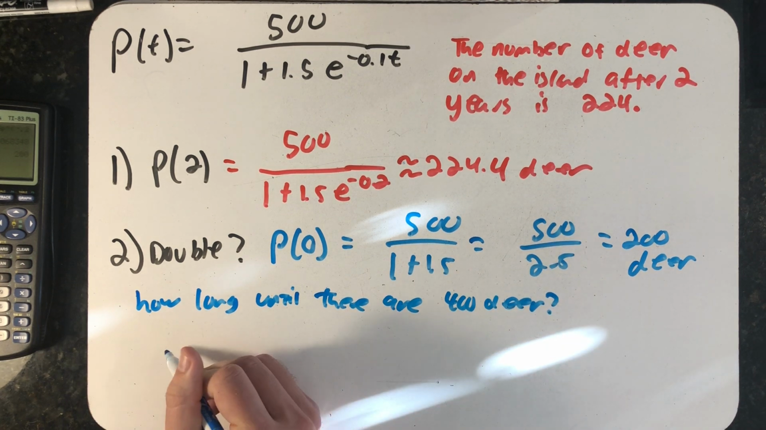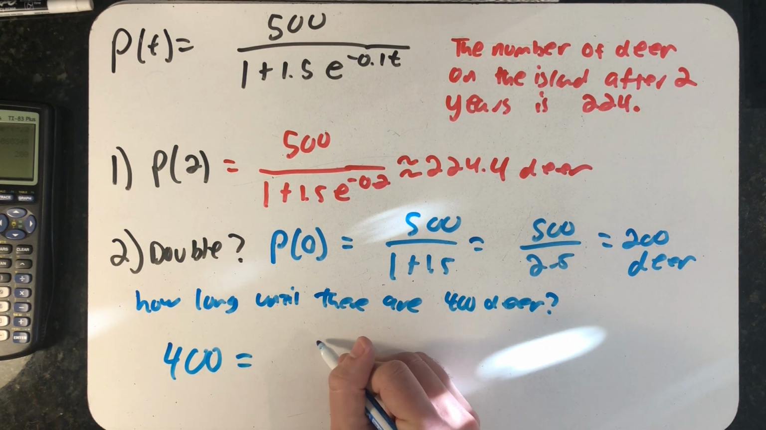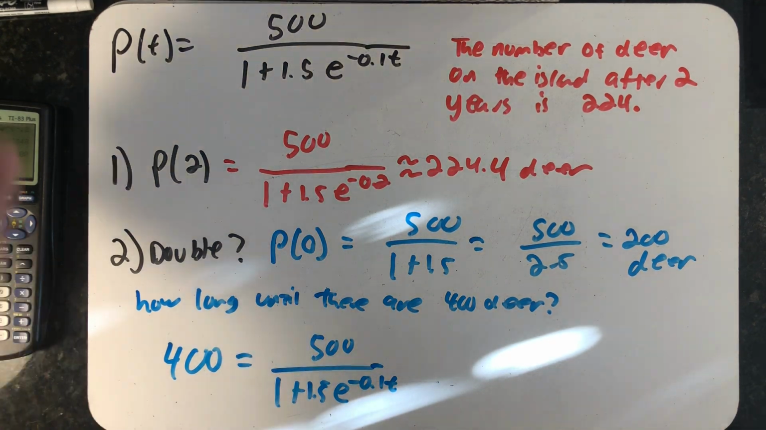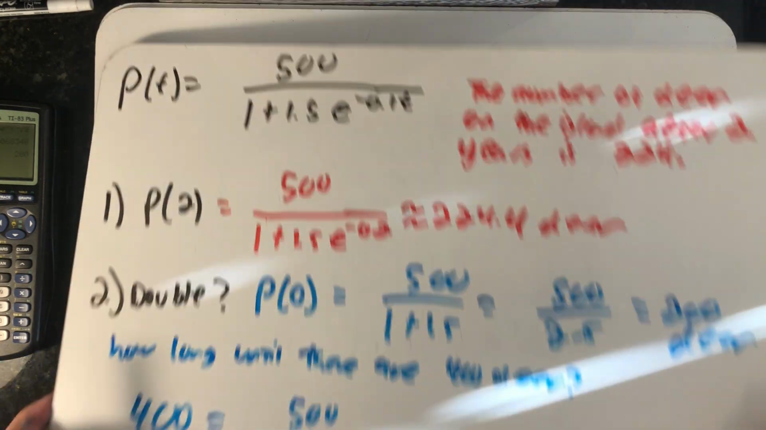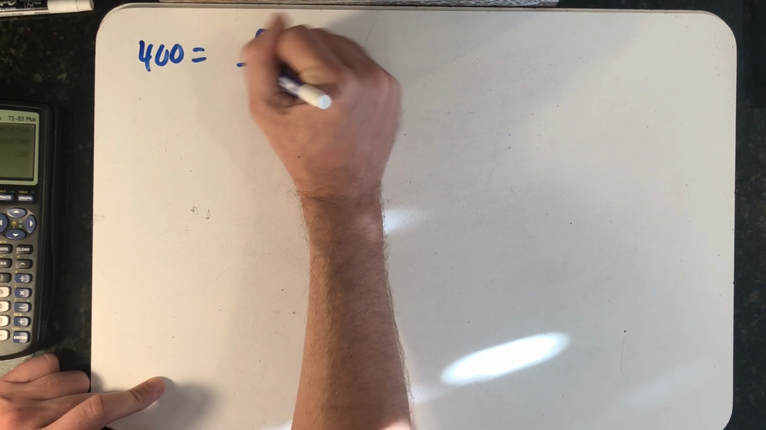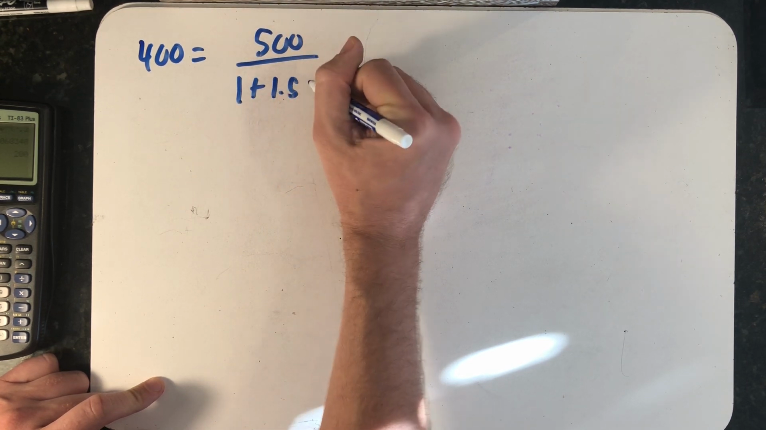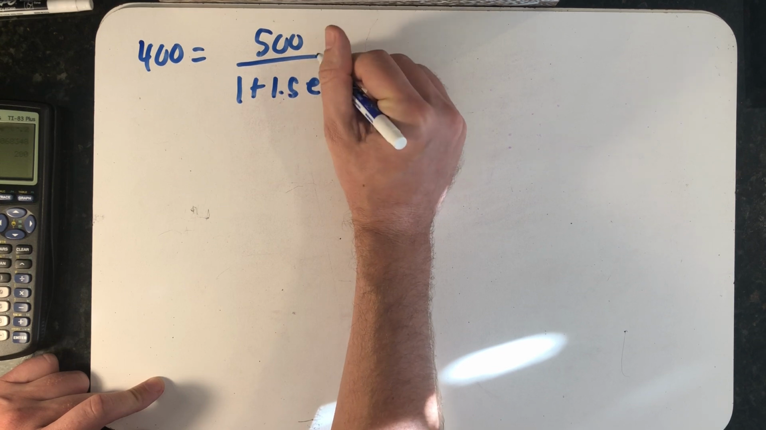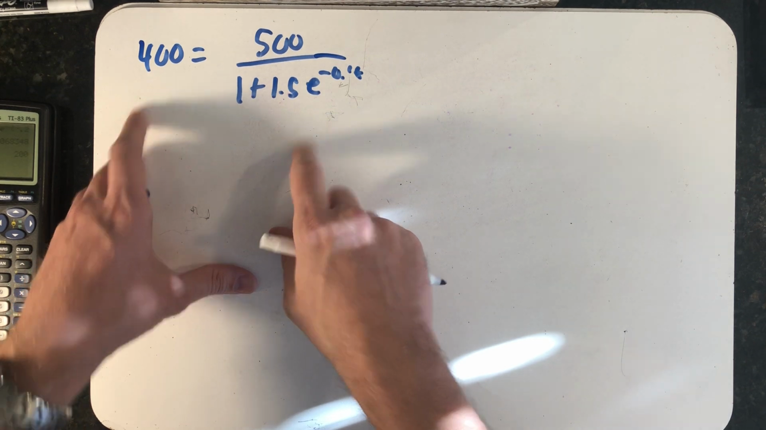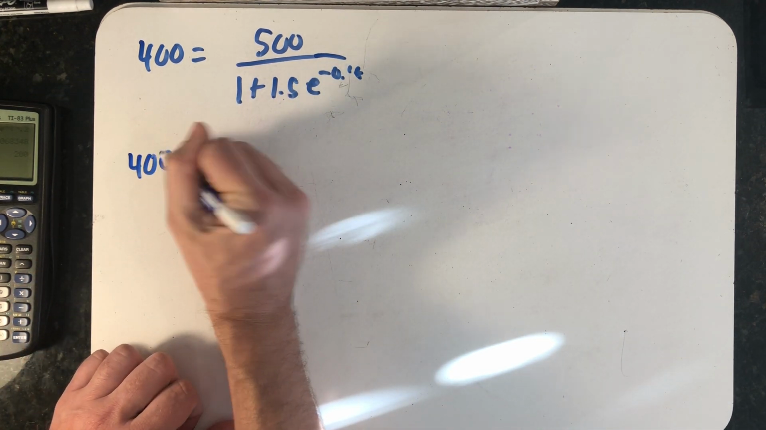So now I get to solve this equation. 400 is equal to 500 over 1 plus 1.5 e to the minus 0.1 t. Well, I'm going to need some more space to solve that equation, so just move on to our next board. My first thought is I'm going to multiply both sides by this denominator so that I don't have a fraction on one side anymore.